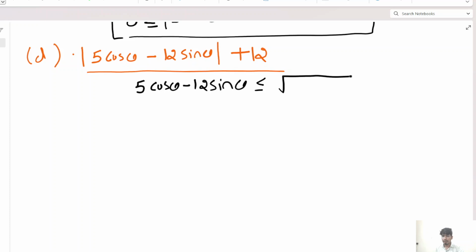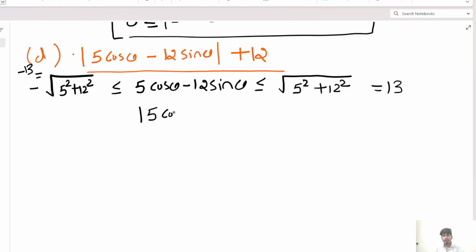Then here under the root of 5 square plus 12 square, and here greater than or equal to minus under the root of 5 square plus 12 square. Okay, then this is 13 and this is minus 13. Then we take the mod of 5 cos theta minus 12 sin theta. This is less than or equal to 13, but the modulus function is always greater than or equal to 0.